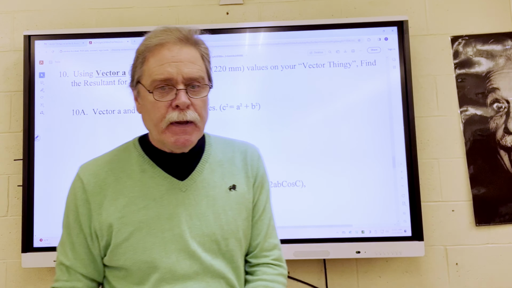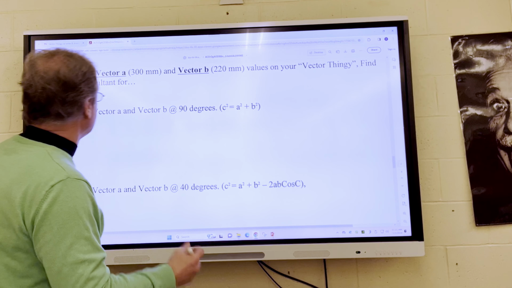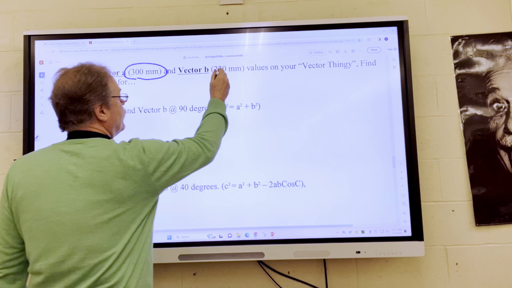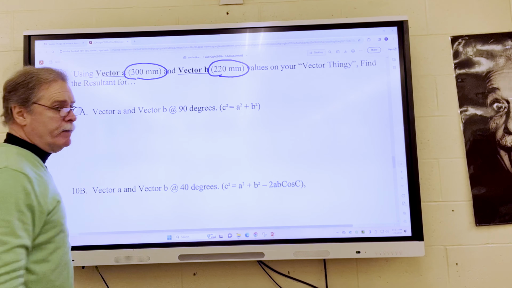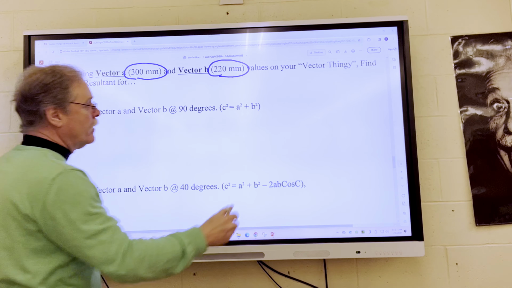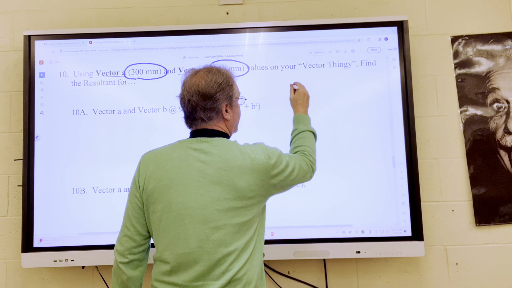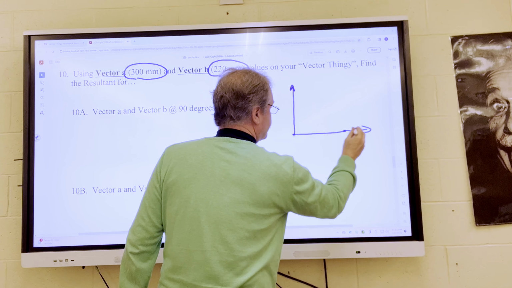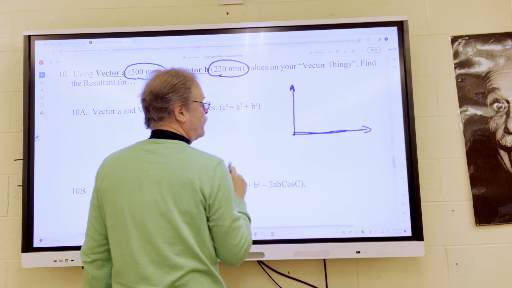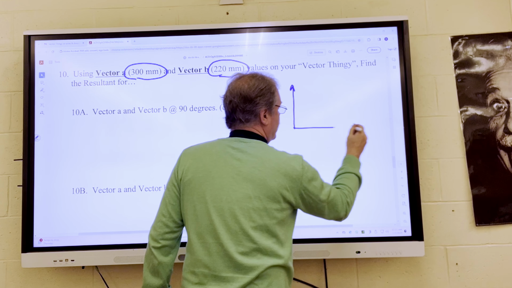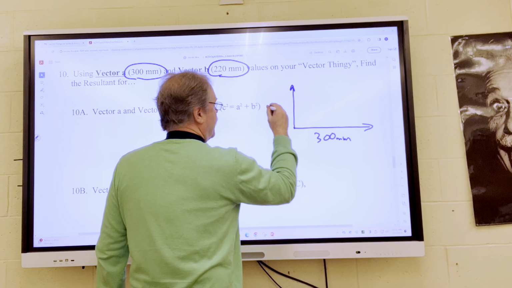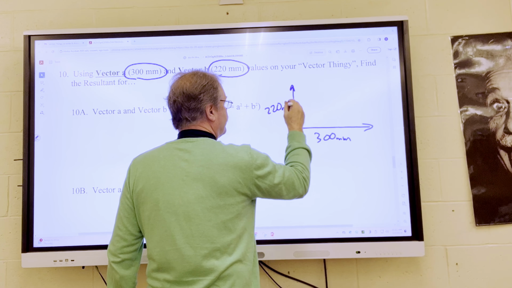This would be one using the vector thingy with the two vectors of 300 millimeters and 220 millimeters. And if it was at 90 degrees, you would draw it like this. Now again, I don't have a grid here, so I'm going to just draw this to a conceptual scale. So this would be 300 millimeters, and this would be 220 millimeters.